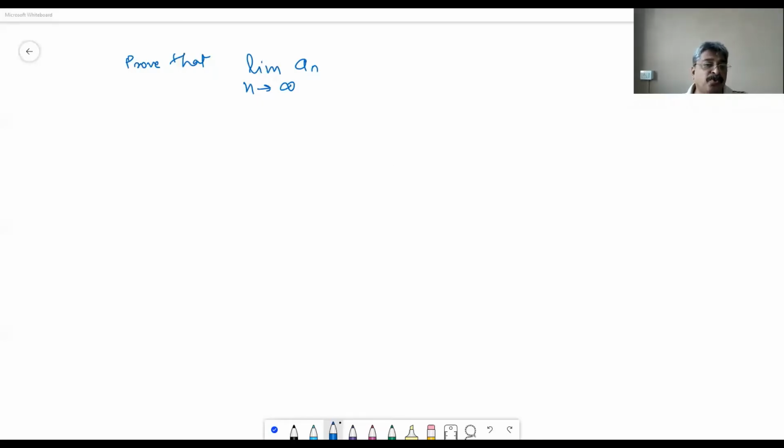Okay, write the proof of limit a_n as n tends to infinity is equal to 0 if a_n is equal to 1 over n, where n is a natural number. This a_n is a function from natural numbers to real numbers.